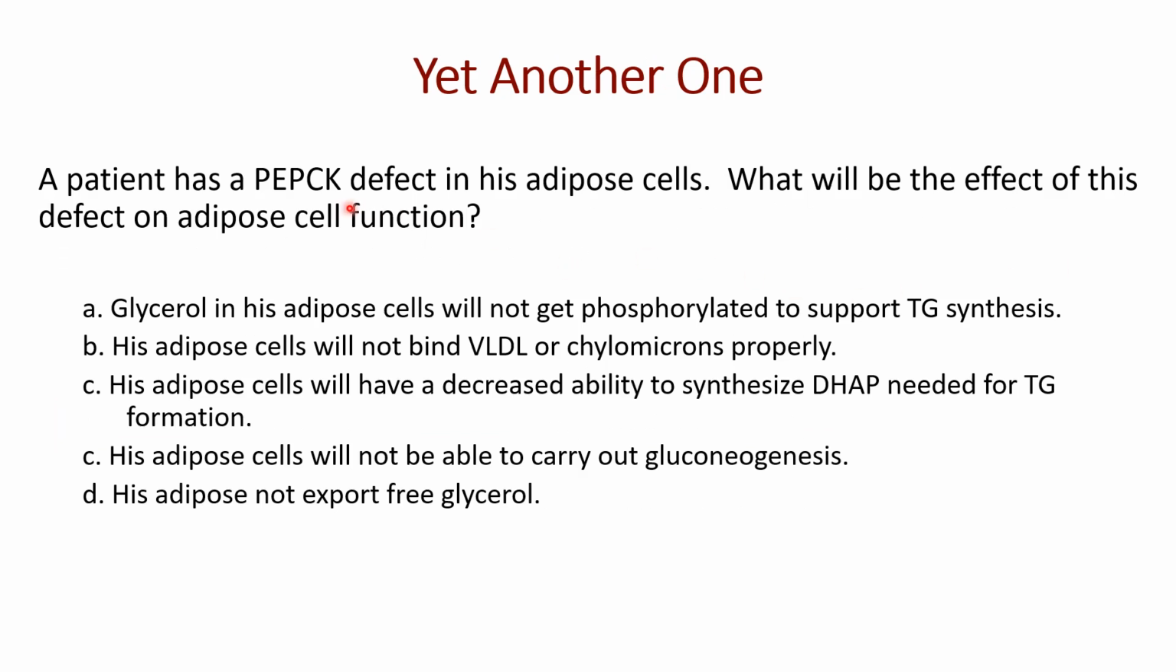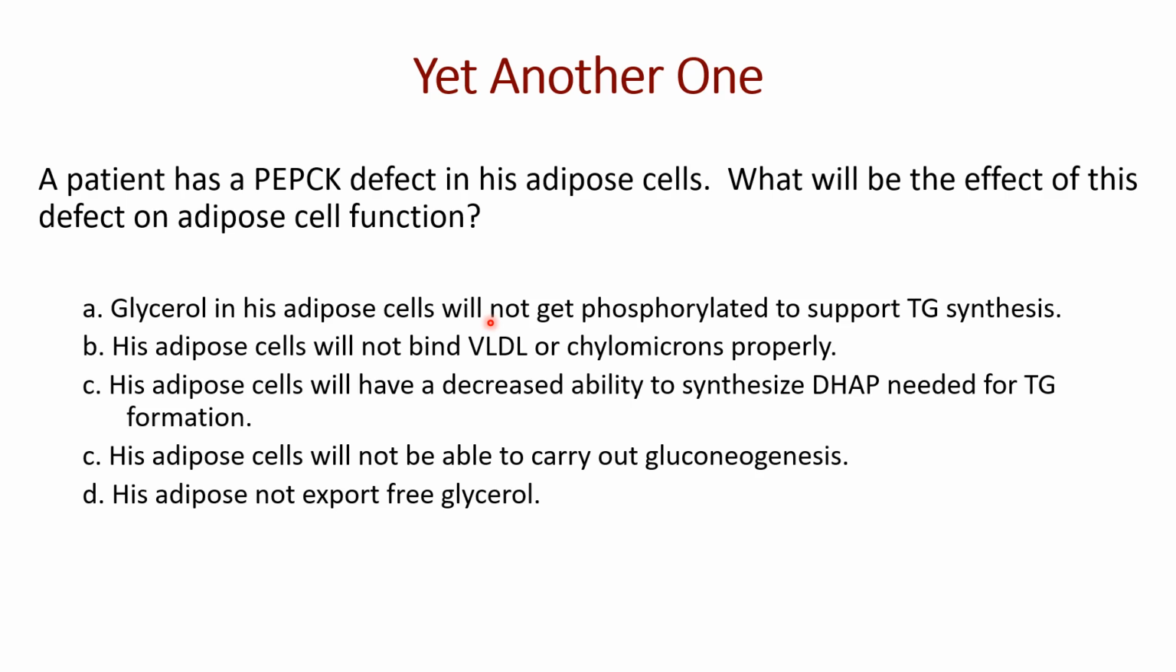A patient has a PEPCK, phosphoenolpyruvate carboxykinase defect in his adipose cells. What will be the effect of this defect on adipose cell function? And you're thinking, oh my gosh, phosphoenolpyruvate carboxykinase is a gluconeogenesis enzyme, and the liver does that to produce glucose to keep blood glucose levels where they need to be over longer fasts.